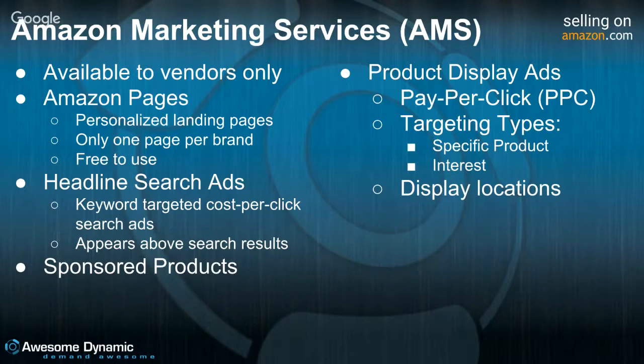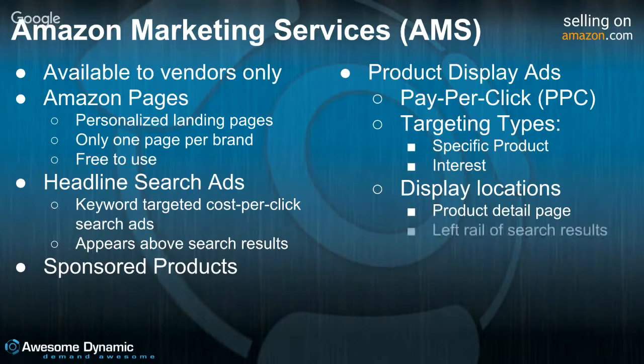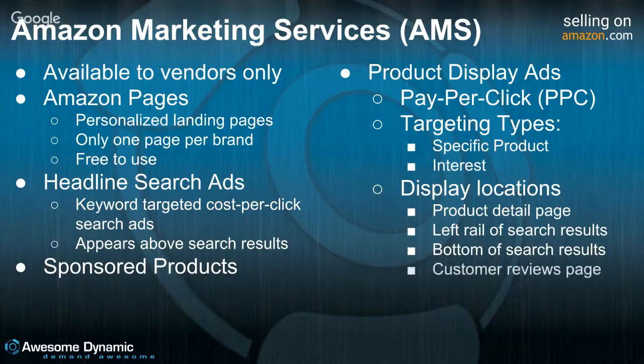Then the display locations for the different ads are in the same places. So the product detail pages, the left rail of search results, the bottom of search results, and the customer reviews page. So you have a couple more options, and then also you have the top of the offer listing page. That's the specific product where you can show up at the top of that listing.